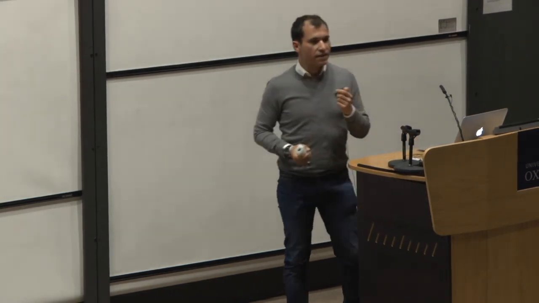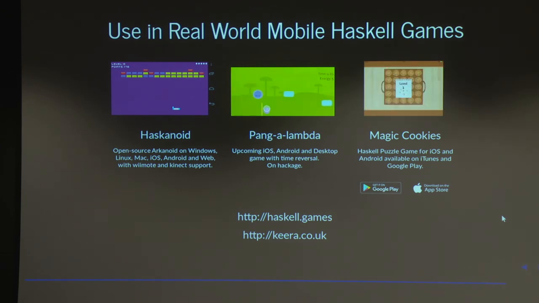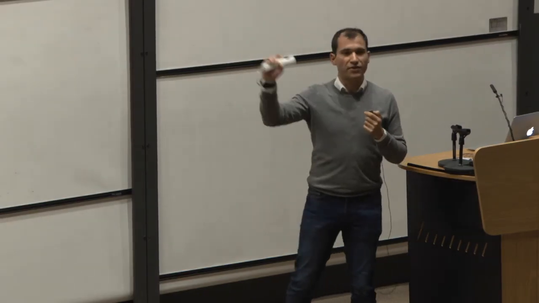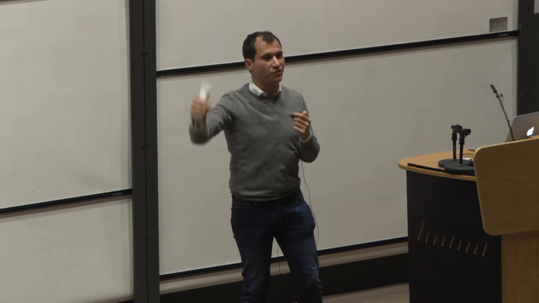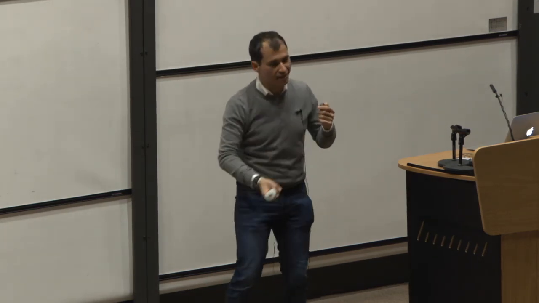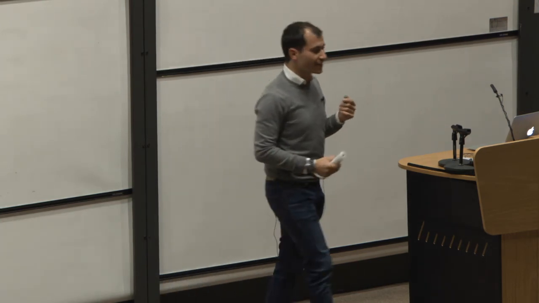So this is being used in production. We have Haskell games for mobile and desktop. The one on the left, Haskenoid, is on GitHub, and it works on Windows, Linux, Mac, iOS, Android, and web. And except for web, the code for everything else is the same. Even the backend is the same. It uses SDL. And you can interact with it with a Wiimote and with a Kinect. So if you have a Kinect at home, you can plug it in and just move it around the room, and it will see you.